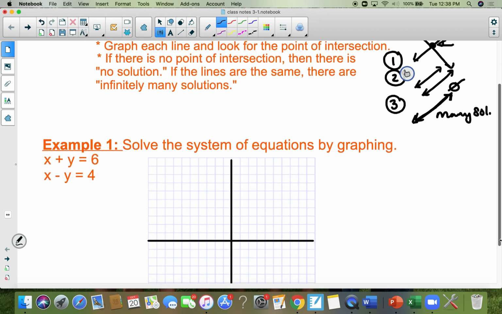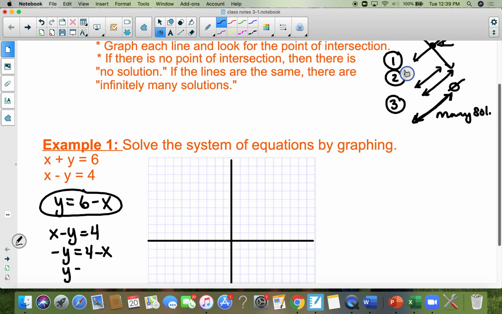So basically all we're doing in 3.1 is graphing. In order to graph, you have to get y alone. So I got y alone by subtracting x to both sides. So this one is done because all I did was subtract x to both sides. This one, x minus y equals 4. I'm going to subtract x. And then I'm going to make y positive, so it's a positive x minus 4. So now that I have y alone, I can graph both of these.